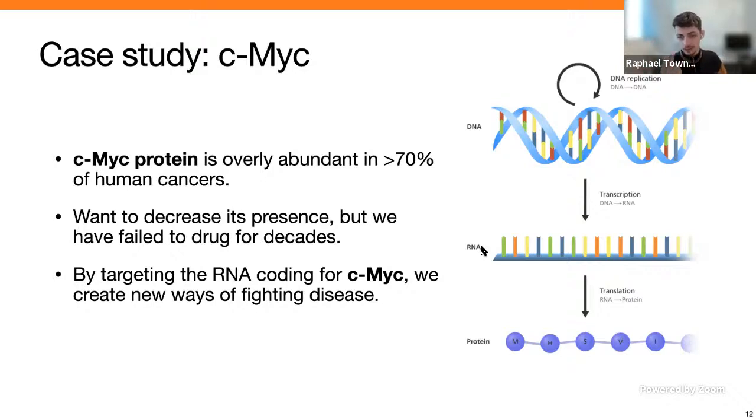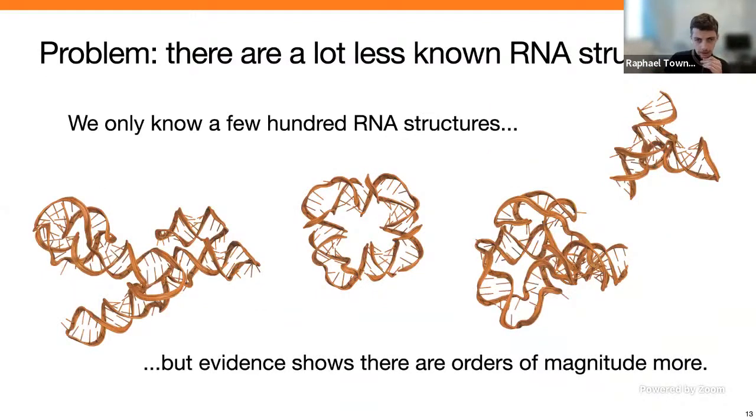We'd love to be able to go after RNA. And so very similarly, we'd love to be able to model the structures of these RNAs, build the AlphaFold for RNA, so to speak, to be able to cure these undruggable diseases. Now, the problem that really emerges here is that there are a lot fewer known RNA structures. In protein land, we know hundreds of thousands, millions, depending on how you count. We only know a couple hundred of these RNA structures, but there really is starting to be evidence that there are orders of magnitude more, ripe for discovery and for really enabling this RNA drug discovery field.